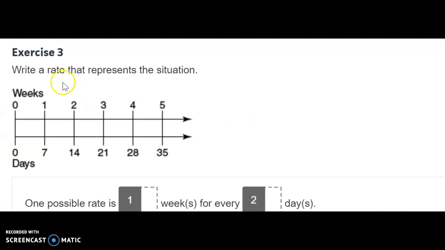Exercise 3, remember a unit rate is 1, but a rate is how often is something occurring. So this is how many weeks and how many days does occur. So one possible rate is 1 week for every 7 days, 2 weeks for every 14 days, 3 weeks for every 21 days, 4 weeks for every 28 days. And this is about a month, or about 1 week, 7 days in 1 week.